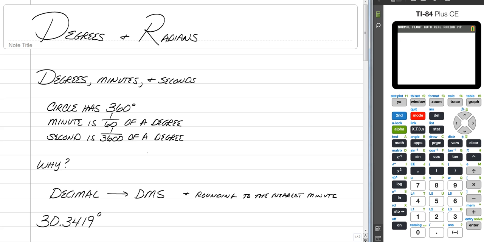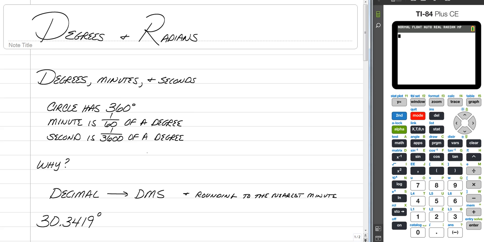And then a second is 1/60th of a minute. So 1/60th times 1/60th is 1/3600th of a degree. So what's the point? Why do we need another way to round? And basically the real short answer is it's a much more accurate measurement, okay?